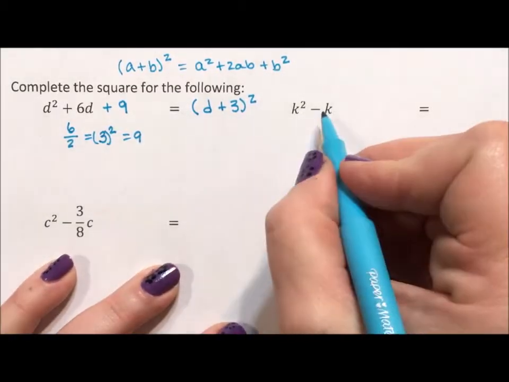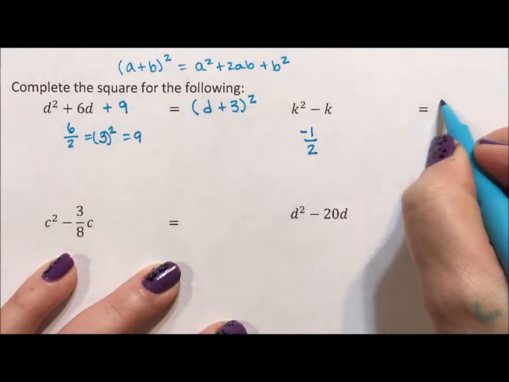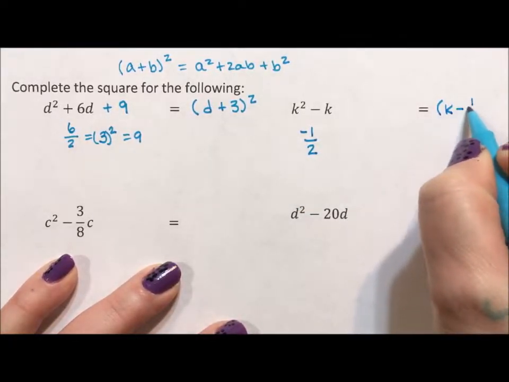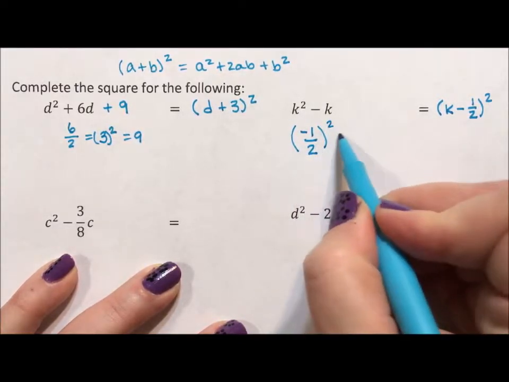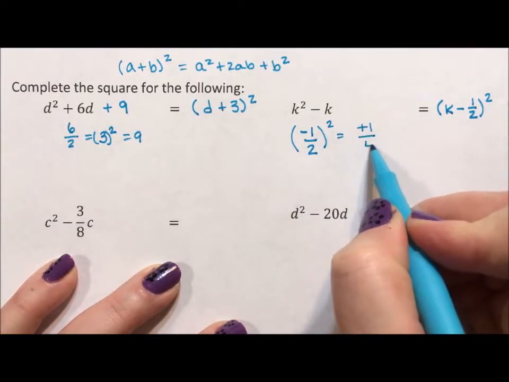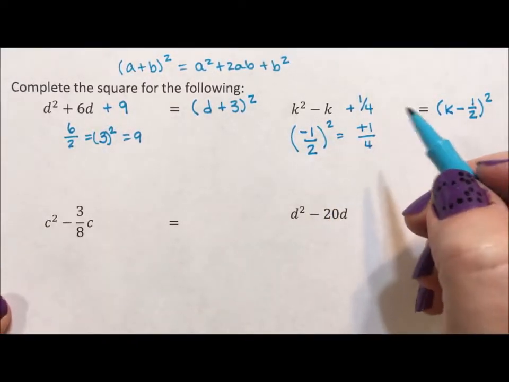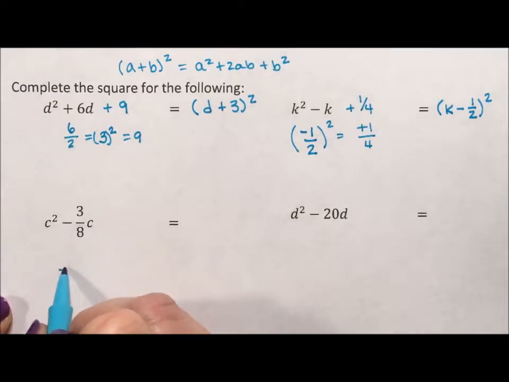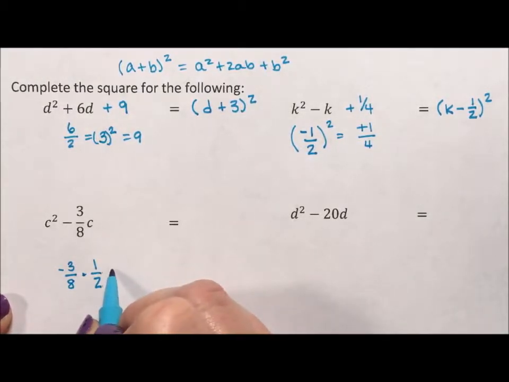Okay, so what did I do? I took the number multiplied to the middle term and divided it in half. That's what I put in the parentheses, (k minus 1/2) squared. Then I took that value and squared it, which gives me a positive 1/4, and that's what I add right here. Now, if my number is already a fraction, instead of dividing it in half, I'm just going to multiply it by 1/2, because dividing a fraction often leads to a wrong solution.